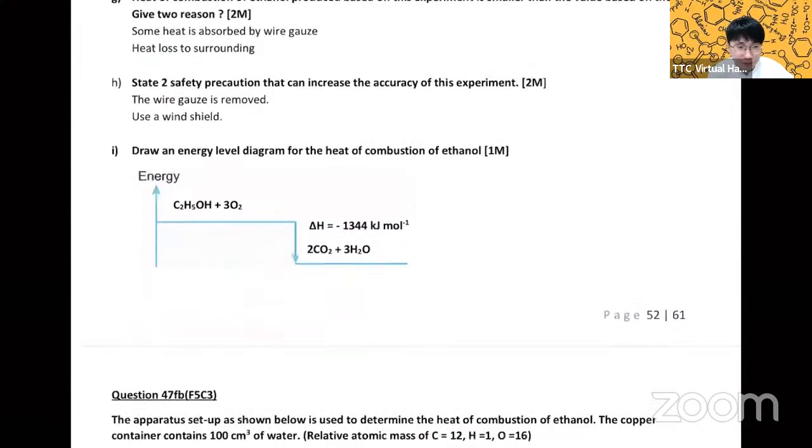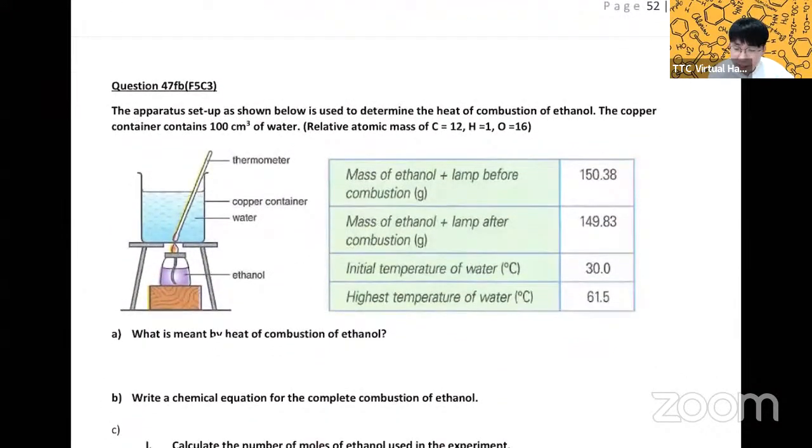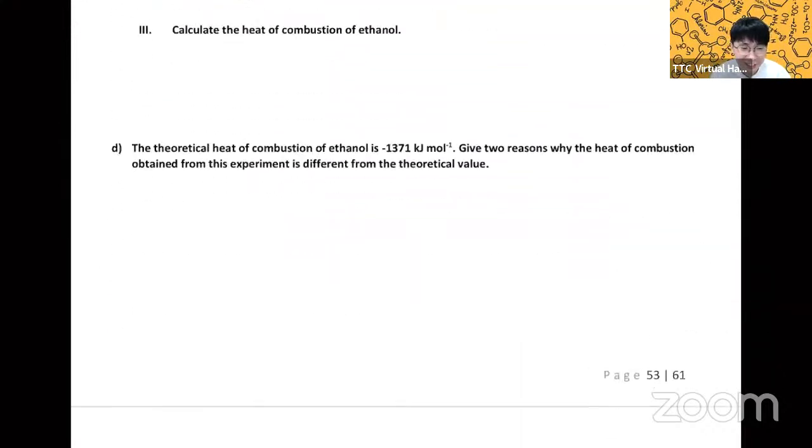Okay, so next one is still heat of combustion. So I'm not going to do this. I guess it's almost the same thing. Drink honey water. I almost ended it. Never mind, okay, move on.